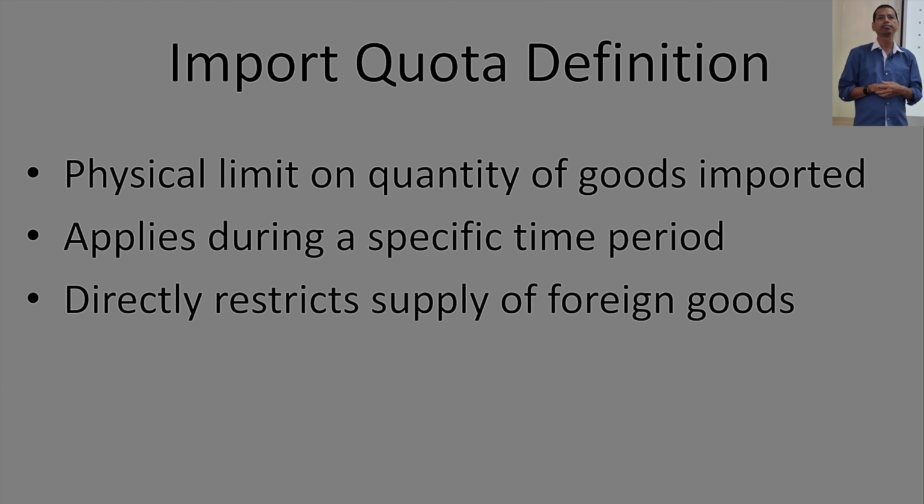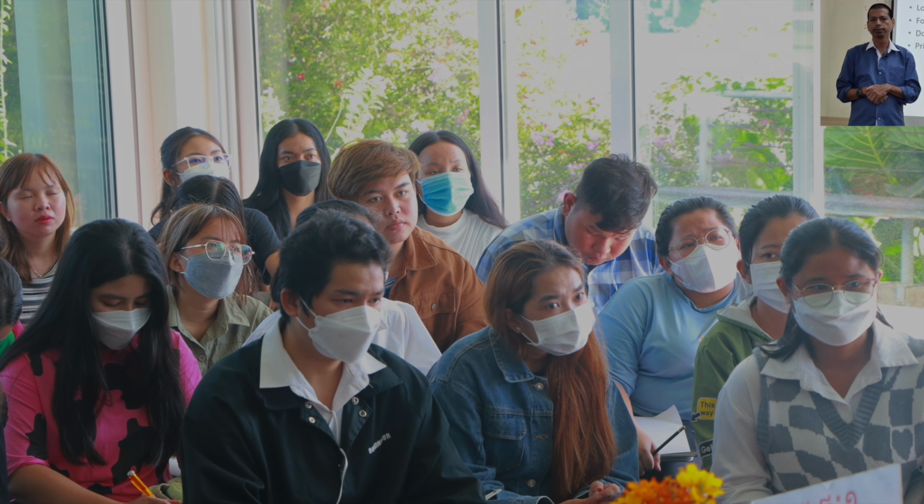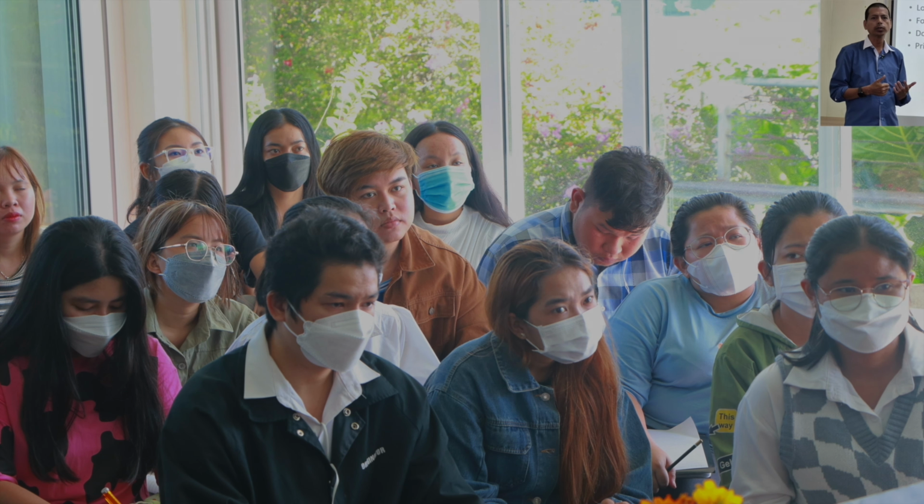An import quota is a physical limit on how much of a product can be imported during a specific time period. For example, a government might allow only 1 million liters of milk to be imported each year, or 20 million kilograms of rice. Once the limit is reached, no additional imports are allowed. This is very different from a tariff. A tariff increases the price of imports, but a quota directly limits the quantity entering the country.